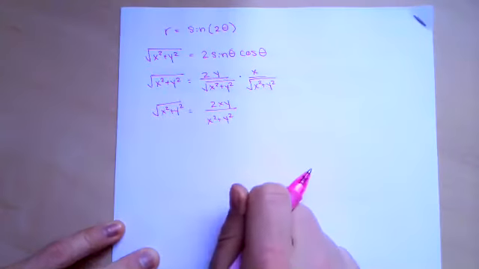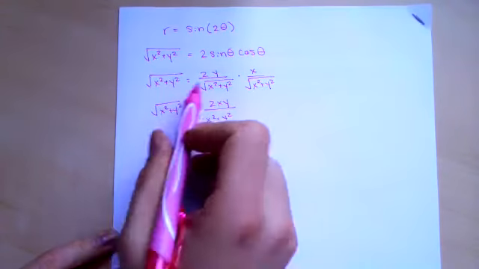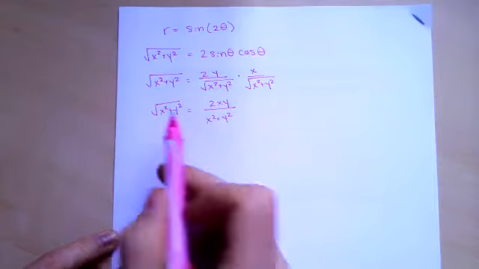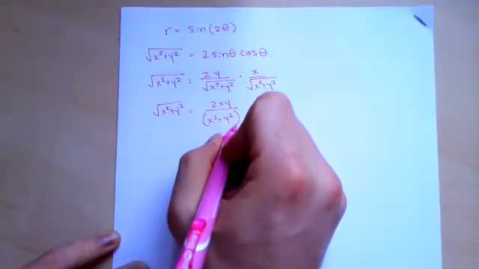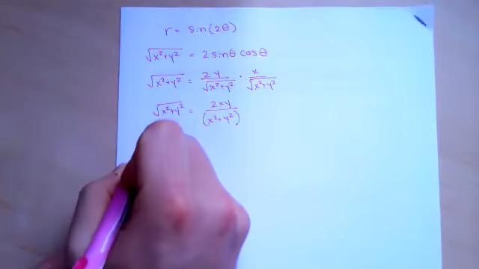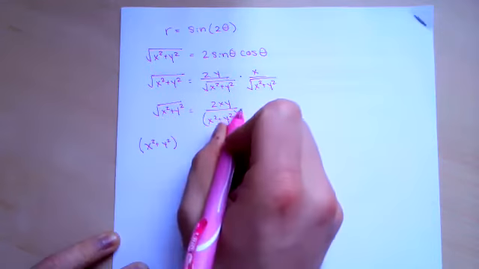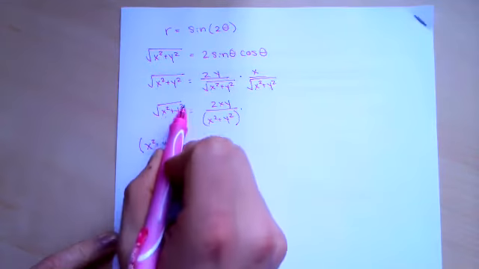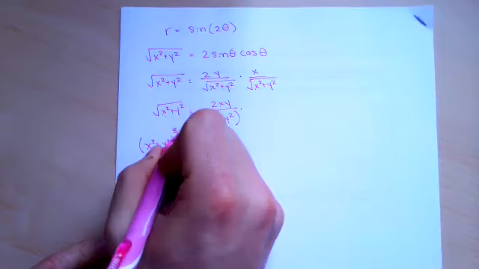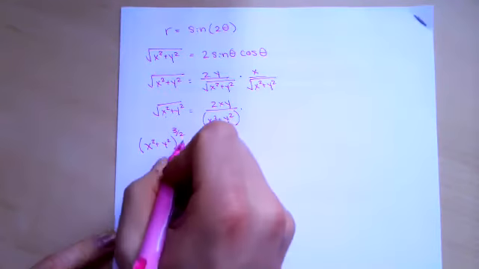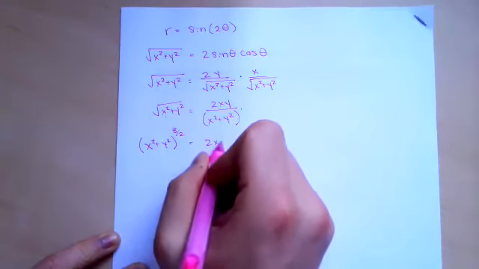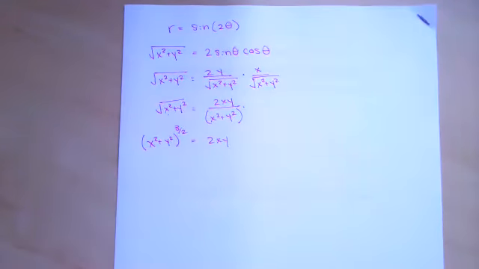And then how do we simplify this? About the simplest, I guess, we could get it is to multiply the x squared plus y squared over. And this will be x squared plus y squared to the 1 times x squared plus y squared to the 1/2. So it'll look something like x squared plus y squared to the 3/2 equals 2xy. Probably about the easiest we can get these.